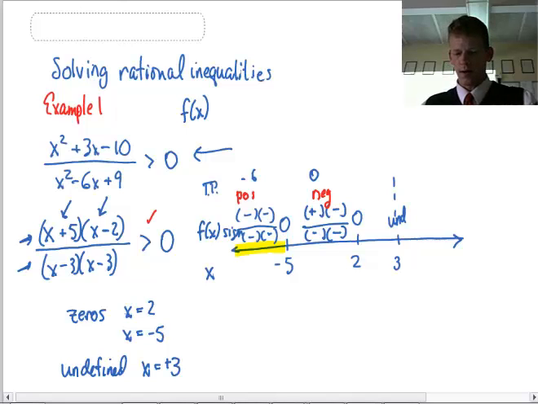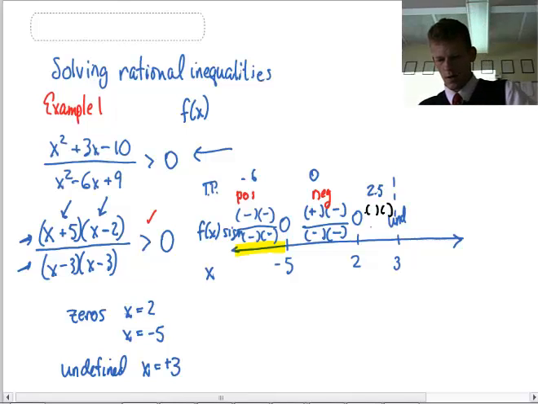Next interval, now I have to put a fractional value in here. I need like 2.5, I believe. So my test point is going to be 2.5. When I plug that in, I'm just going to do this quickly. 2.5 in the first part is going to make it positive. Oh, this is way too small.